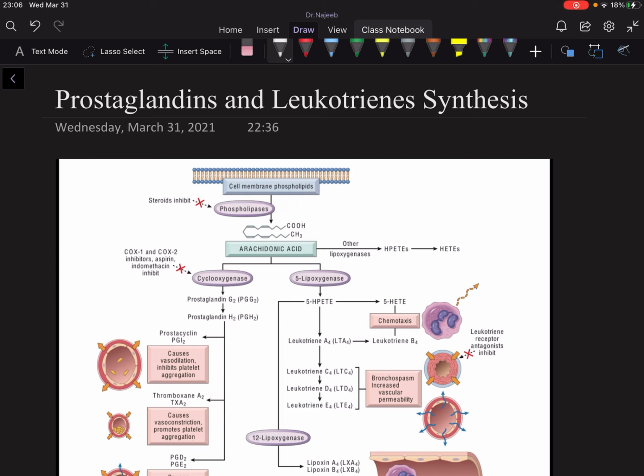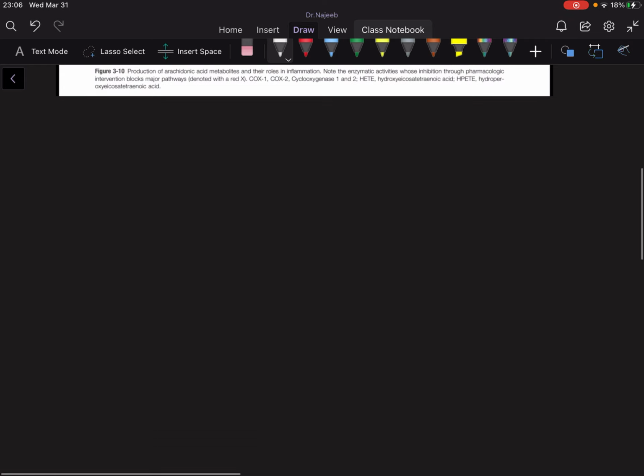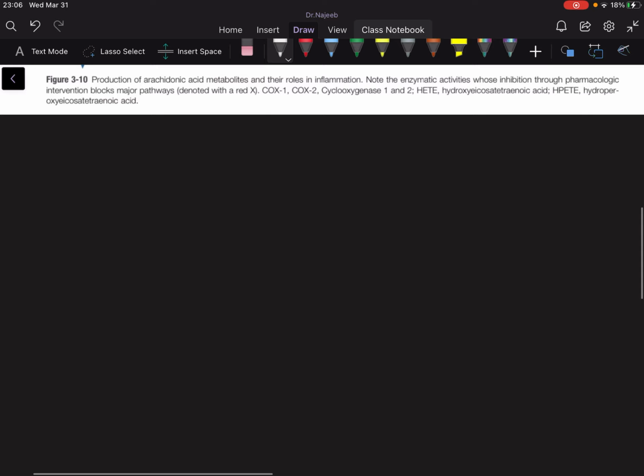This is taken from chapter 3 of the general pathology textbook. So please read the topic after listening to this. Okay, so let's start. I'll just give a brief explanation of what is going on.